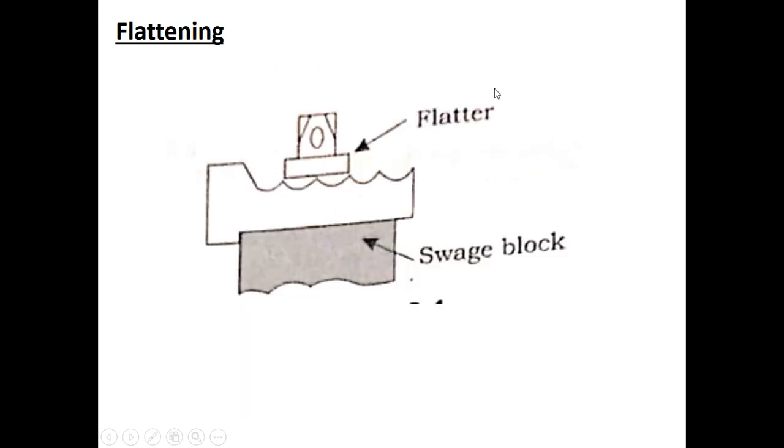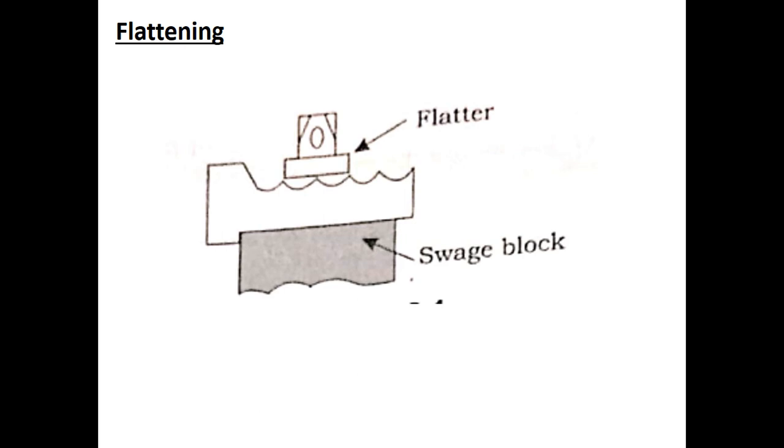Another important operation is called flattening. Actually the workpiece you get after drawing down or drawing out will have some kind of marks left on the surface, and these are leveled off by the flattening operation. You flatten with the help of a flatter, and the undulations on the surface of the metal will be leveled off. Which means the marks are leveled off by the flattening tool.